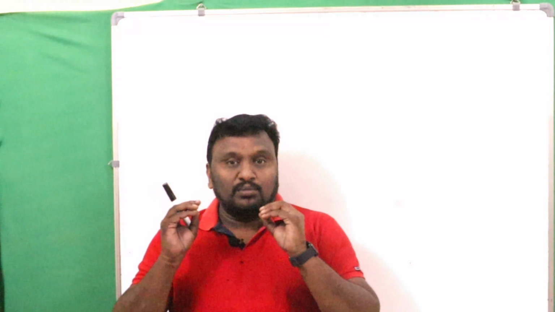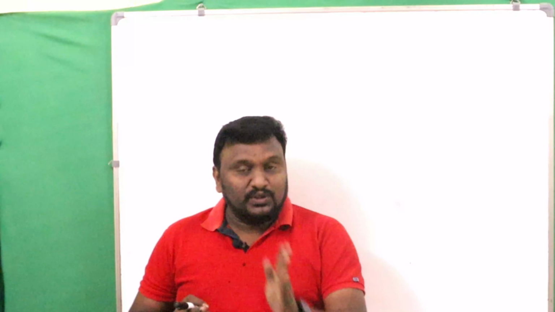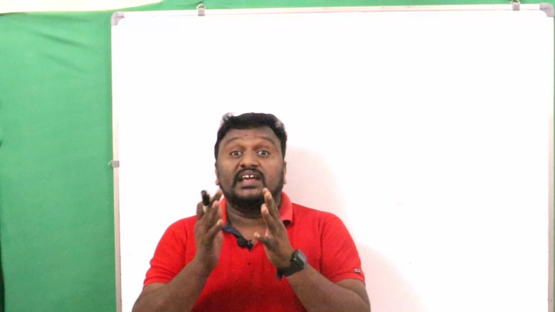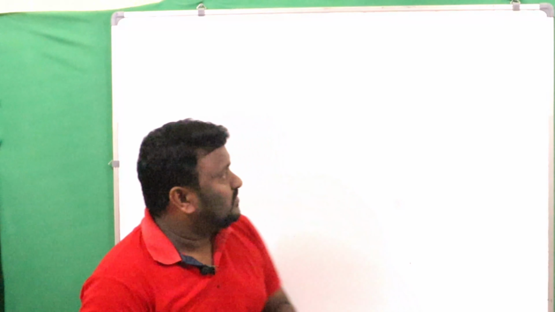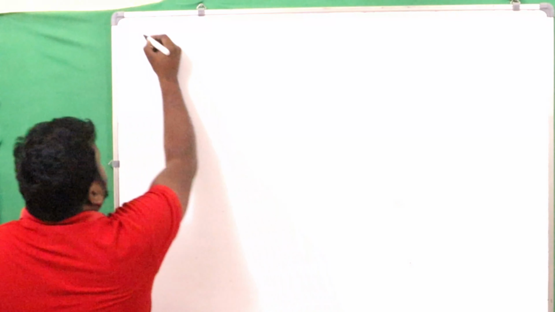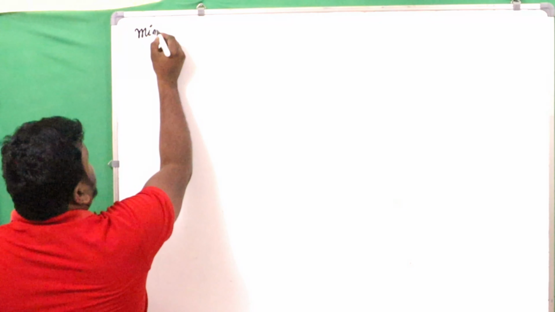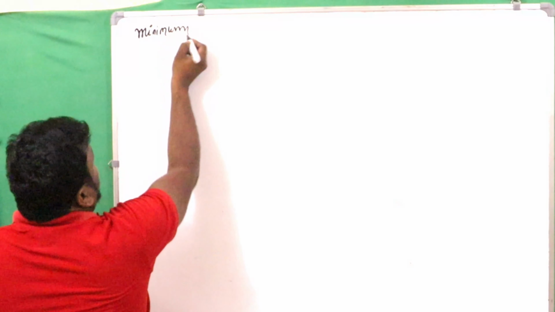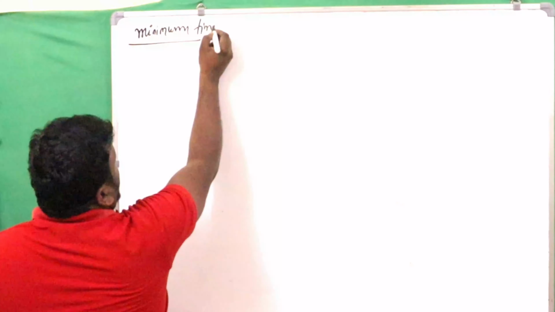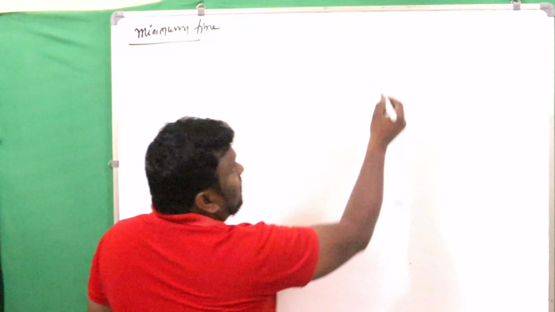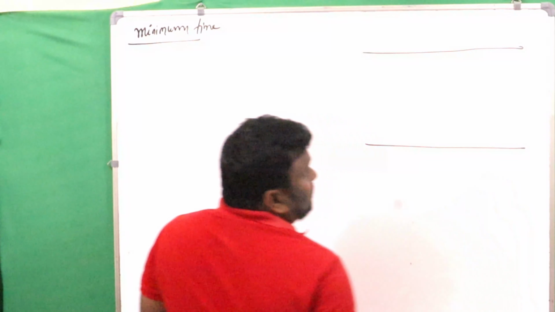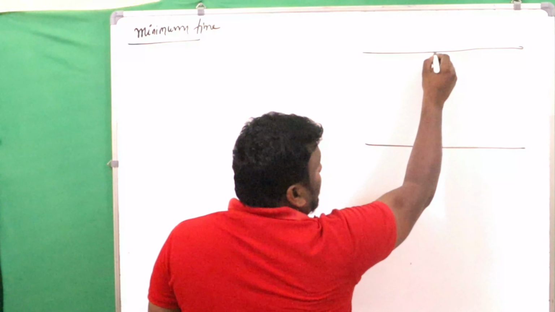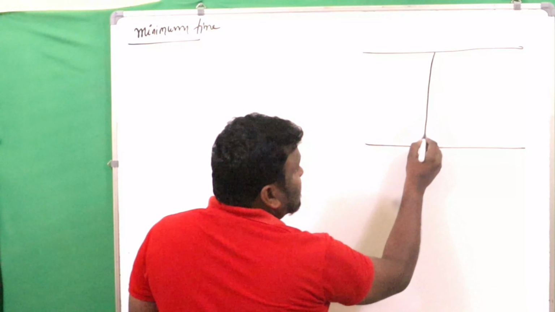How can the boat move from one side of the river to the other side within a short time? When is that possible? Let's discuss. So in this case, minimum time. The previous one was what? Shortest path. Clear? Again, as usual, this is one side of the river and this is the other side. So already we know that this is the shortest path.